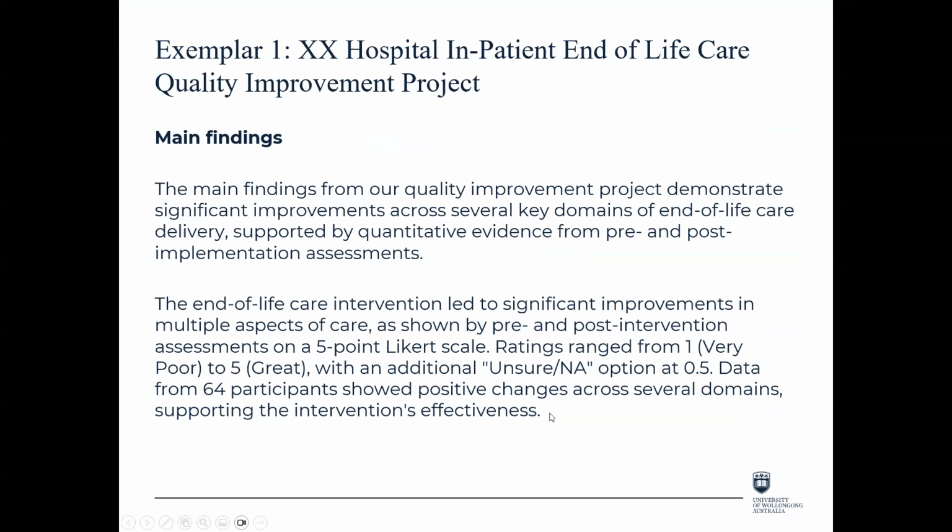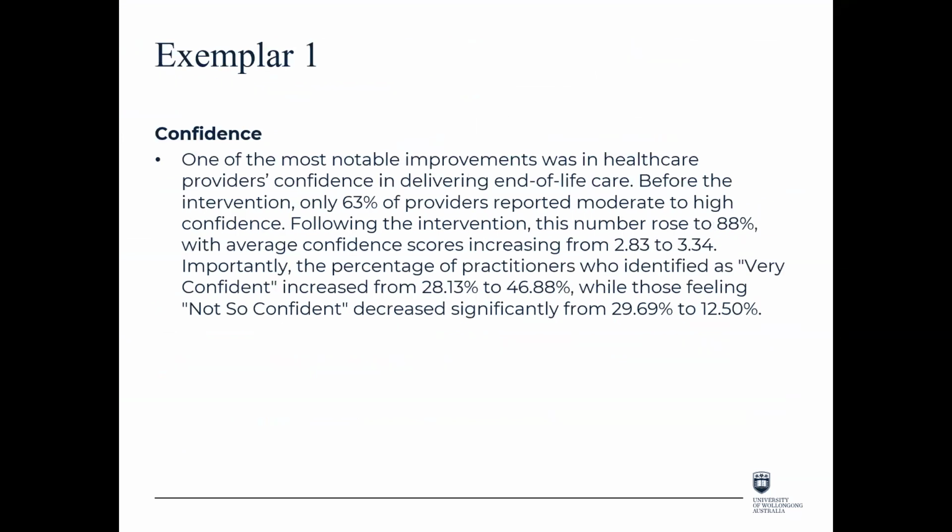Yeah. So with ratings ranging from 1 to 5, with an additional unsure option, they've scored at 0.05. Data, they got 64 participants showed a positive change across several domains supporting the intervention's effectiveness. And then they split up their results with how their pre and post test survey worked. So confidence was one sort of domain.